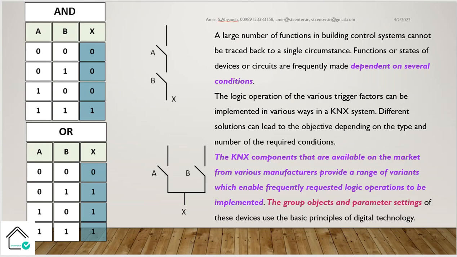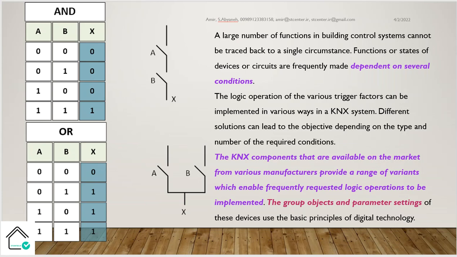The logic operation of various trigger factors can be implemented in various ways in a KNX system. Different solutions can lead to the objective depending on the type and number of required conditions. The KNX components that are available on the market from various manufacturers, for example ABB, Schneider Electric, Siemens, Hager, all provide a range of variants which enable frequently requested logic operations to be implemented.